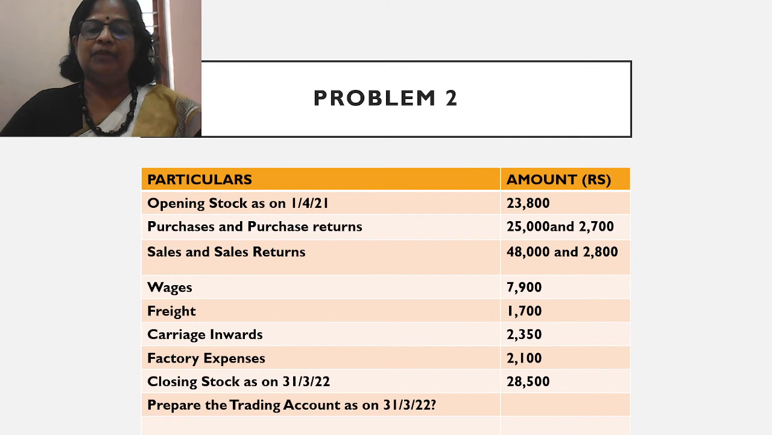Now the second problem. Opening stock as on 1/4/21 is 23,800. Purchases and purchase returns 25,000 and 2,700. Sales and sales returns 48,000 and 2,800. Wages 7,900. Freight charges 1,700. Carriage inwards 2,350. Factory expenses 2,100. Closing stock as on 31/3/22 28,500. Prepare the trading account as on 31/3/22.